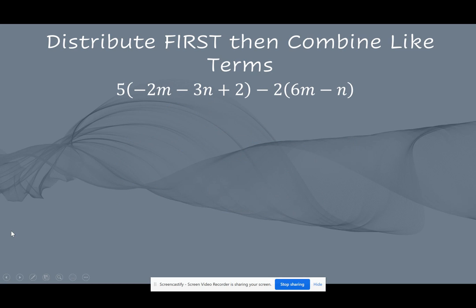This one, we also have two sets of distribution, but this parentheses looks a little longer. So we're going to do 5 times -2m is -10m. 5 times -3n is -15n. And 5 times 2 is plus 10. So you have to make sure to multiply that 5 by all three terms in the parentheses.